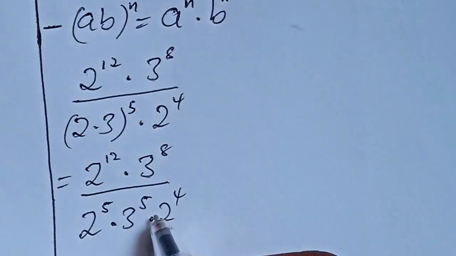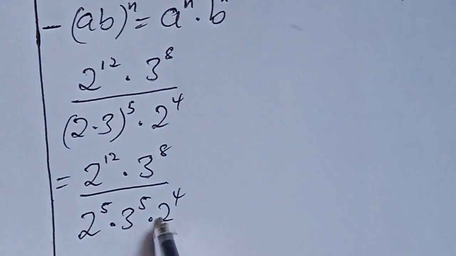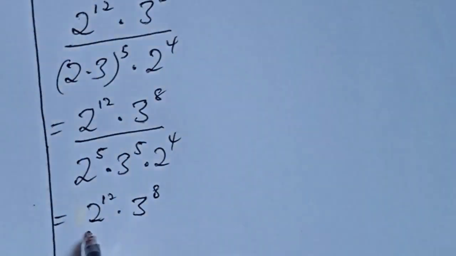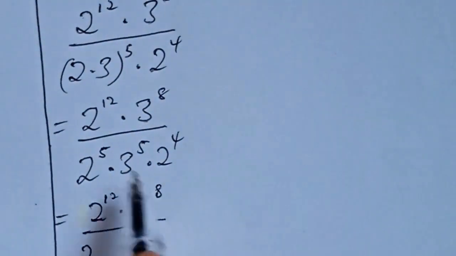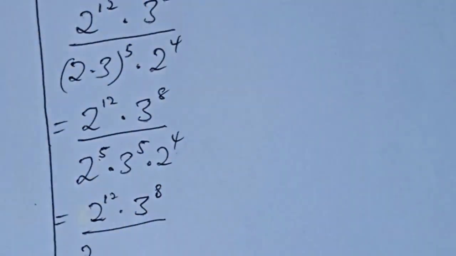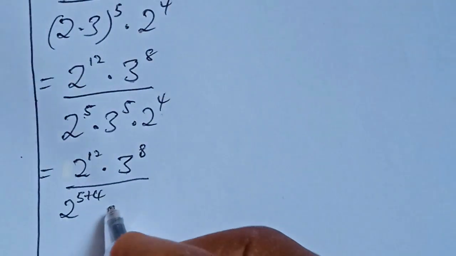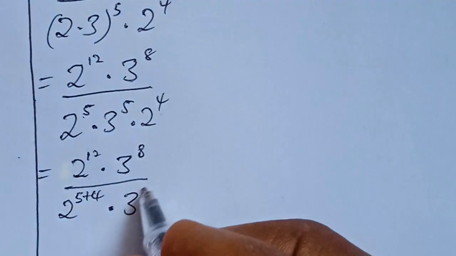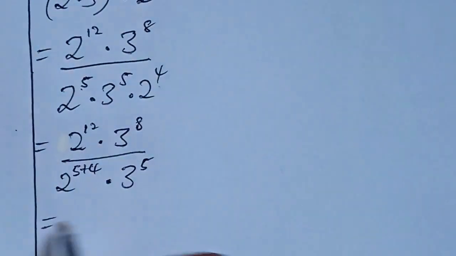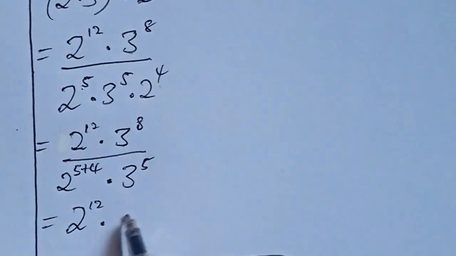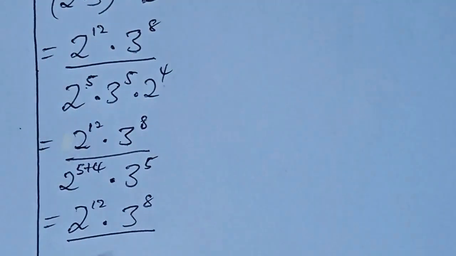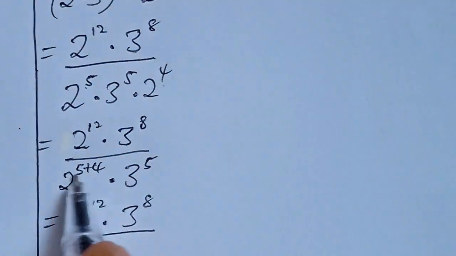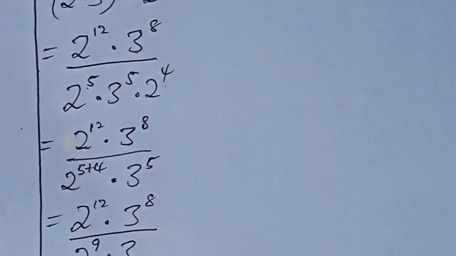So from here we can now combine those that have the same base together. So we have 2 to the power of 12 multiplied by 3 to the power of 8 all over 2 to the power of this and this, their powers will be added. So we have 5 plus 4, multiplied by 3 to the power of 5. So this can be written as 2 to the power of 12 multiplied by 3 to the power of 8 over 2 to the power of 9. This added together gives us 9. Then 3 to the power of 5.